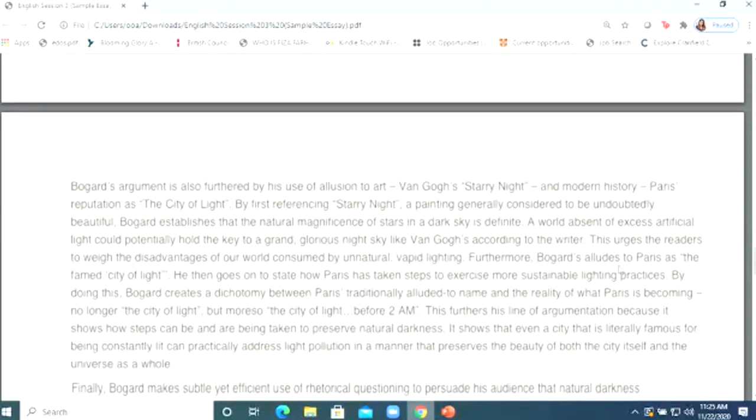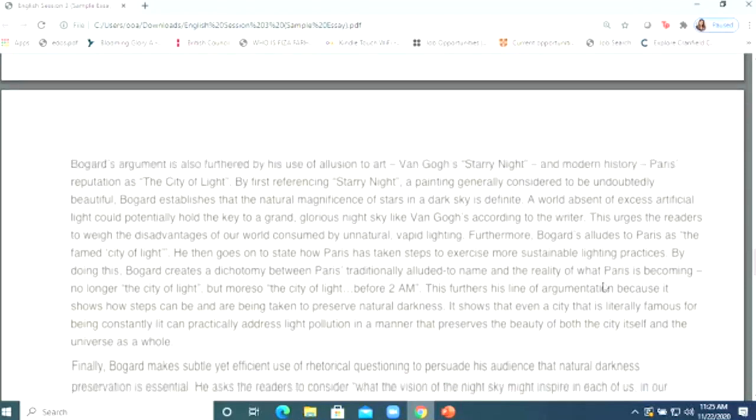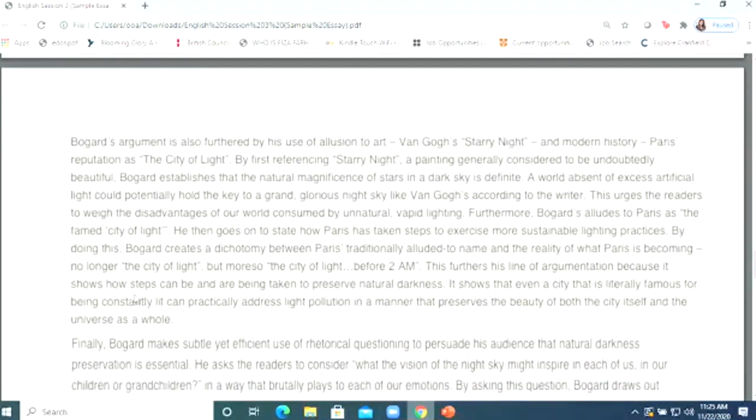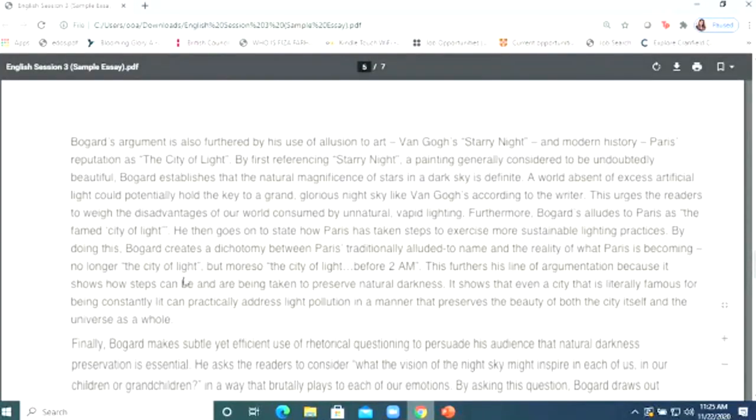Furthermore, Bogarde alludes, means refers, to Paris as the famed city of light. He then goes on to state how Paris has been taking steps to exercise more sustainable lighting practices. Once again, the sentence is based on the example quoted about Paris in the passage. By doing this, Bogarde creates a dichotomy between Paris' traditionally alluded to name and the reality of what Paris is becoming. No longer the city of light, but more so the city of light before 2 a.m.